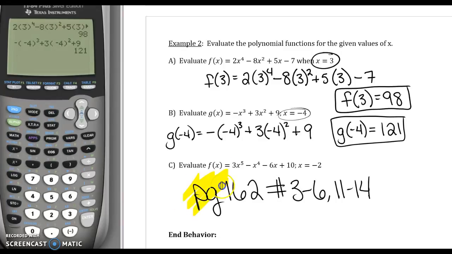Your assignment is on page 162. Numbers 3 through 6 and 11 through 14.